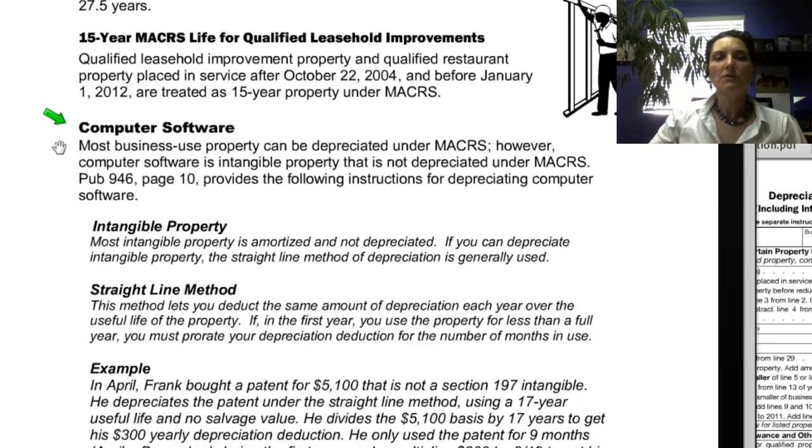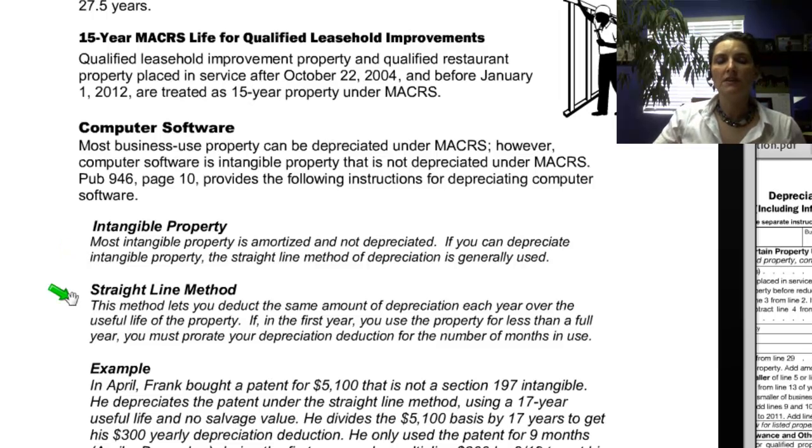Computer software. Most business use property can be depreciated under MACRS. However, computer software is intangible property that is not depreciated under MACRS. Publication 946 on page 10 provides the following instructions for depreciating computer software. Firstly, it says that computer software is intangible property and that most intangible property is amortized and not depreciated. If you can depreciate intangible property, the straight line method of depreciation is generally used.